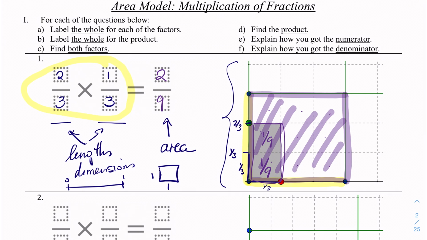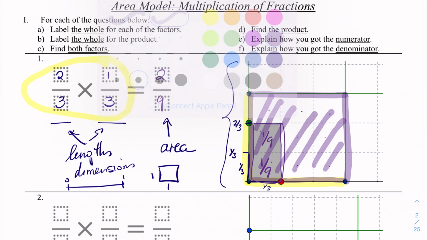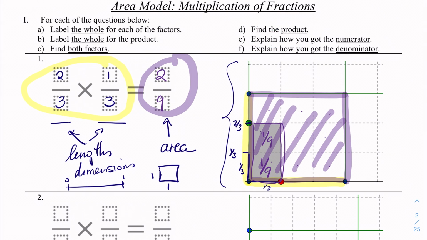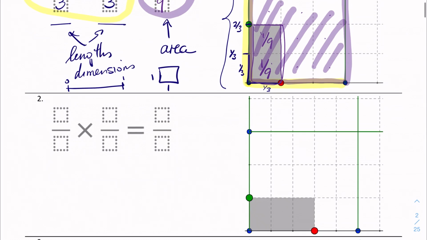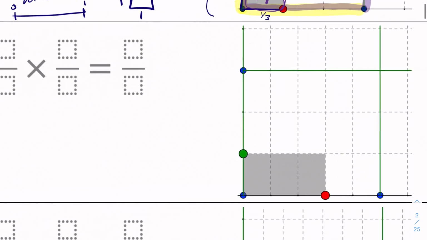So notice that again, on the left, with our factors, we're looking at what we labeled as the yellow. So the whole is the yellow length. For our product, the whole is now the area. So we're multiplying 2 lengths to get an area. Let's see what we can do with the next problem.